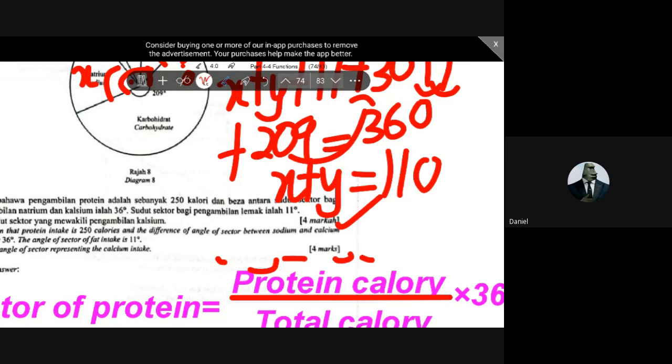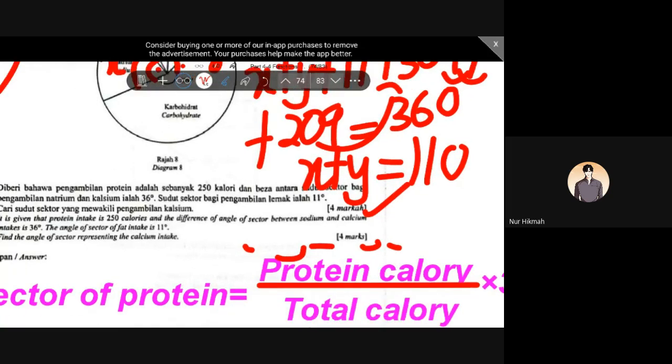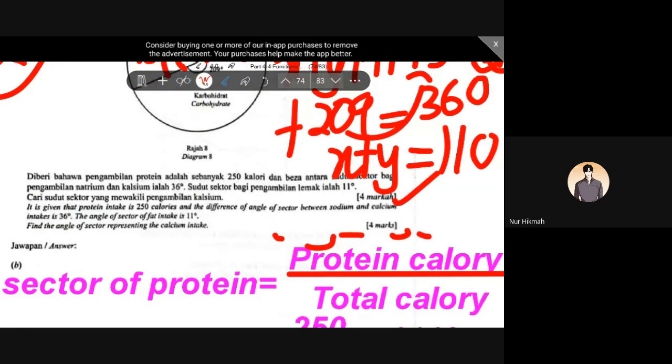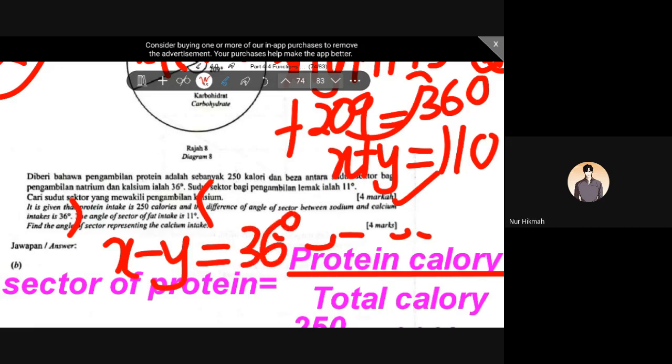So far, okay? Yes, sir. Yeah, I mean for Siddhartha, not for others. Yeah, okay. So now we form the second one. This is where I stopped just now. Second one, the difference of angle of sector between sodium and calcium is 36. So sodium is X, difference tolak Y, calcium equals 36. This is your second one.